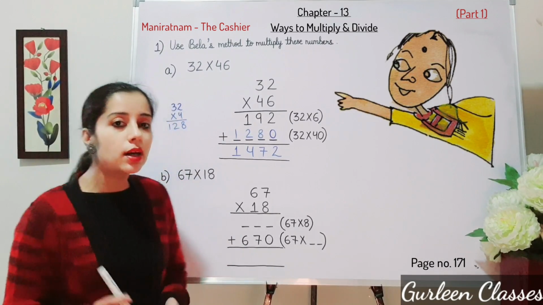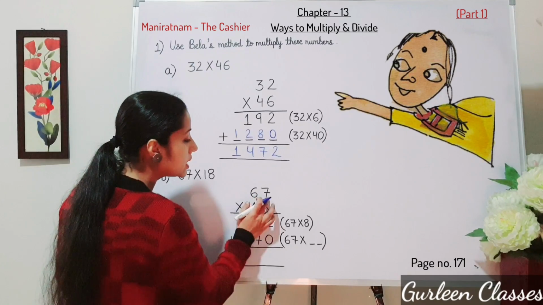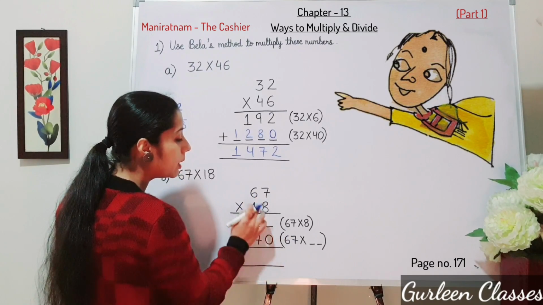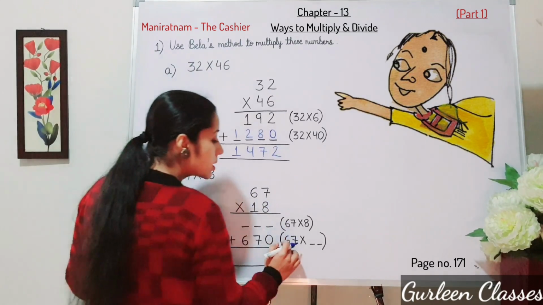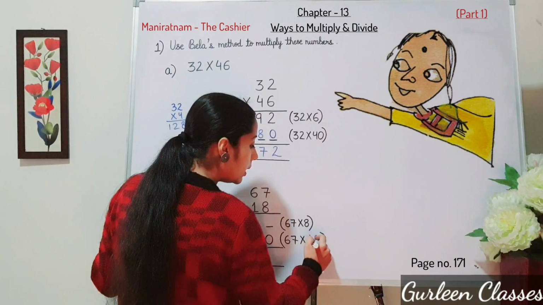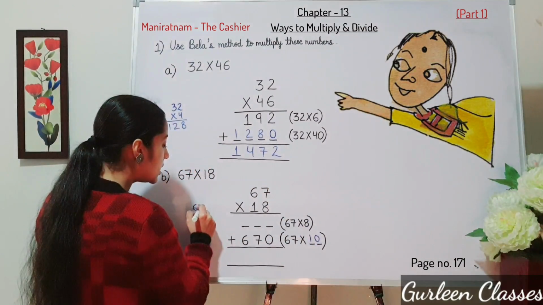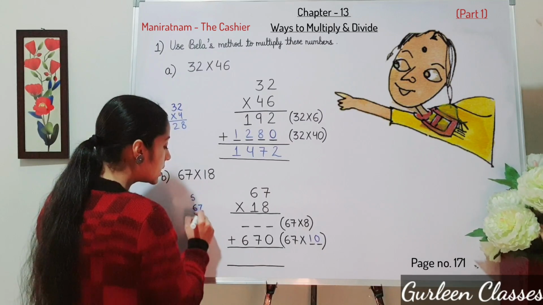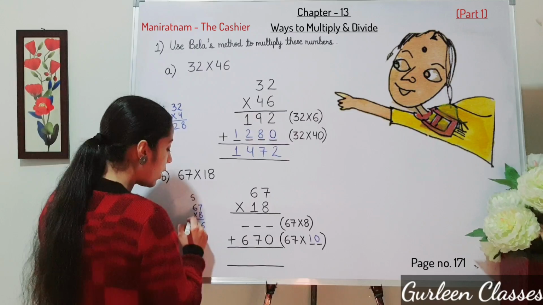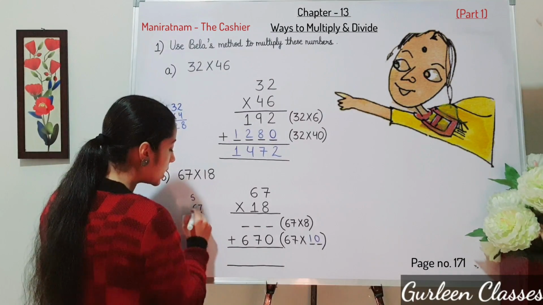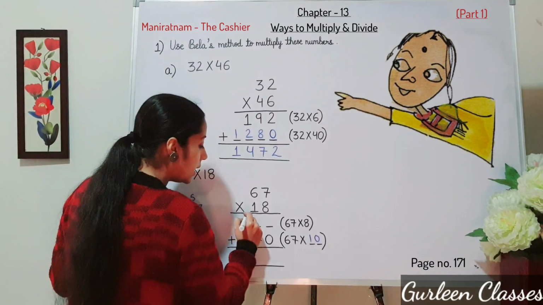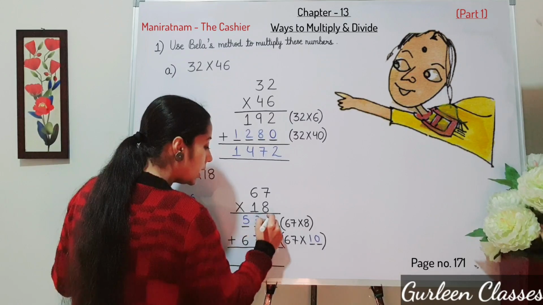By Bella's method we know that first we'll multiply 67 into 8. Then we'll multiply 67 into 10. So 67 into 10, the answer is 670. So multiply 67 into 8. 7 8s are 56. 6 8s are 48 and 5 is 53. So right here 5, 3, 6.